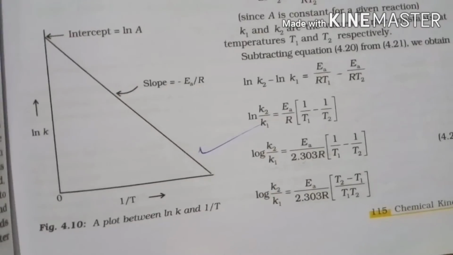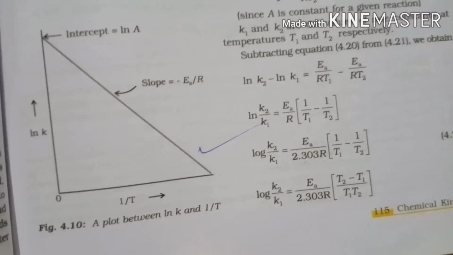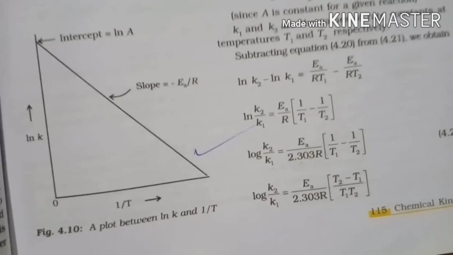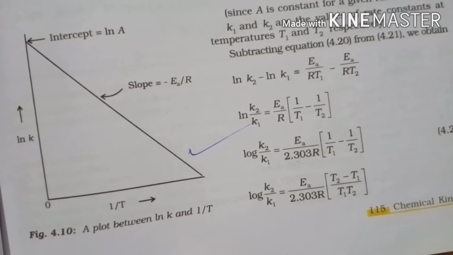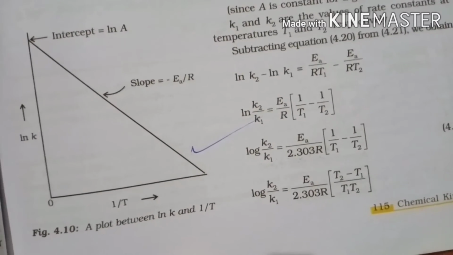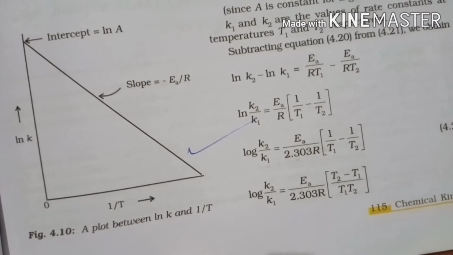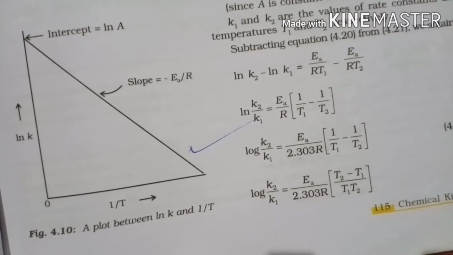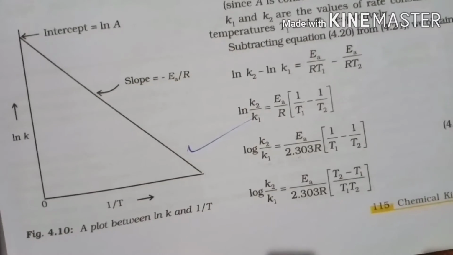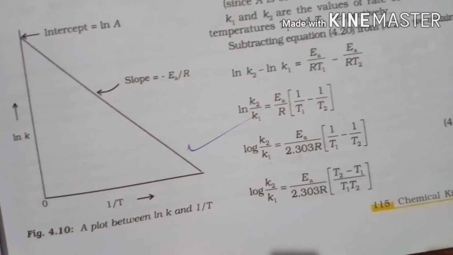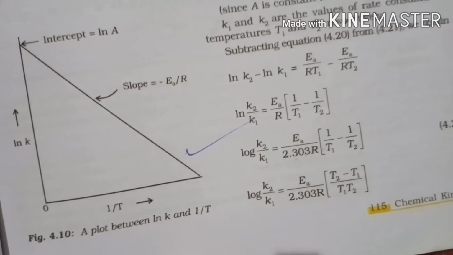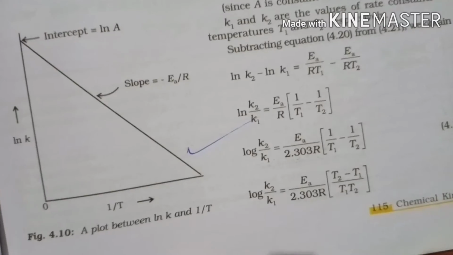So log minus means log divide. We get ln k2 by k1 is equal to Ea by R, then within bracket 1 by T1 minus 1 by T2. This is equal to log k2 by k1 equals Ea by 2.303 R times (1 by T1 minus 1 by T2). So log k2 by k1 equals Ea by 2.303 R times (T2 minus T1) by T1 T2. This is what we get from the Arrhenius equation.